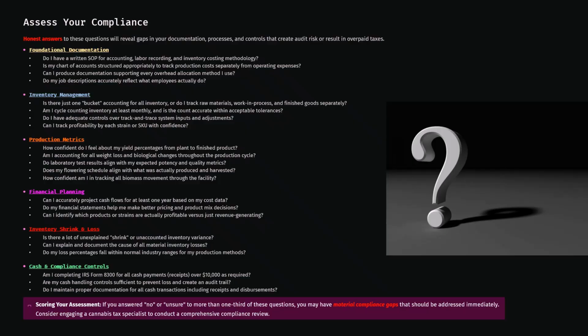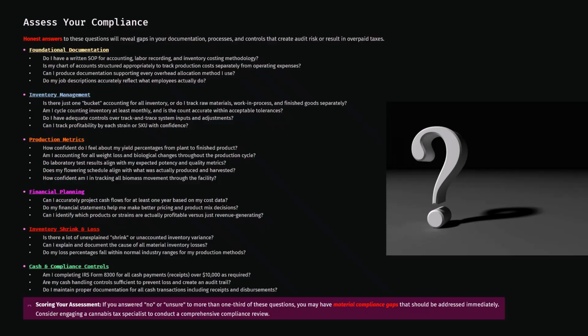How confident am I in tracking all biomass? That includes fresh frozen, trim, failed test lots, and extracts in progress. Biomass is where inventory tracking either shines or falls apart. Does my flowering schedule align with what was produced? If your production calendar says a harvest is coming and it doesn't show up in inventory, that's a problem.